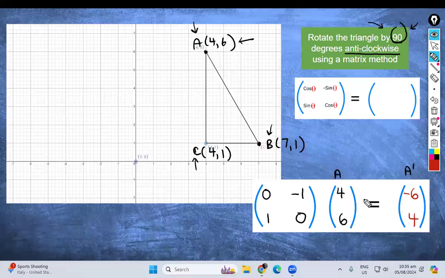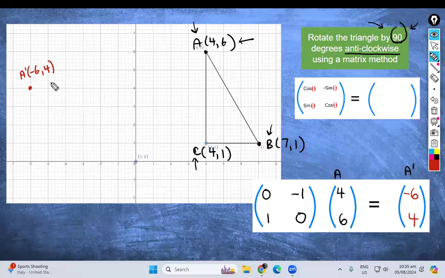Let's plot that point. The number is -6, 4. The top is x and the underneath is y. -6 on the x, and we go up to positive 4. So this is A prime, -6, 4.